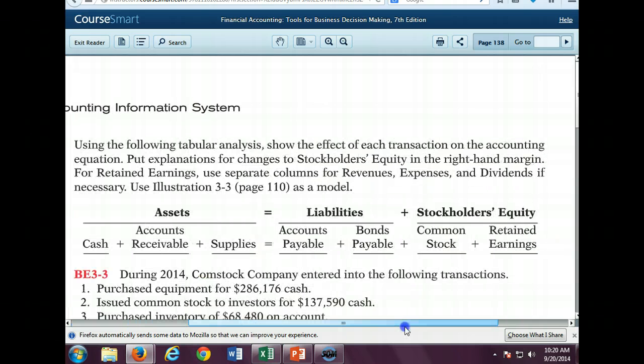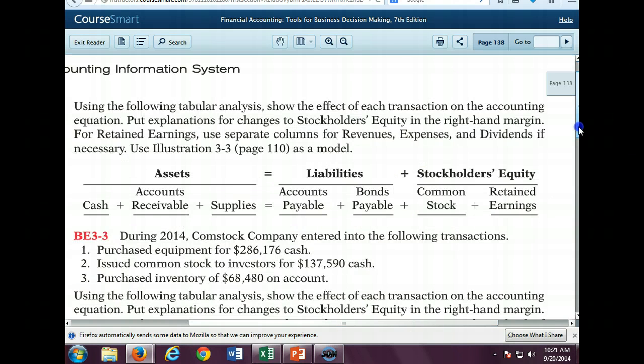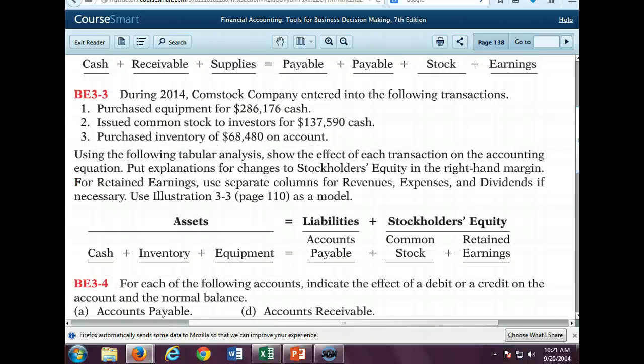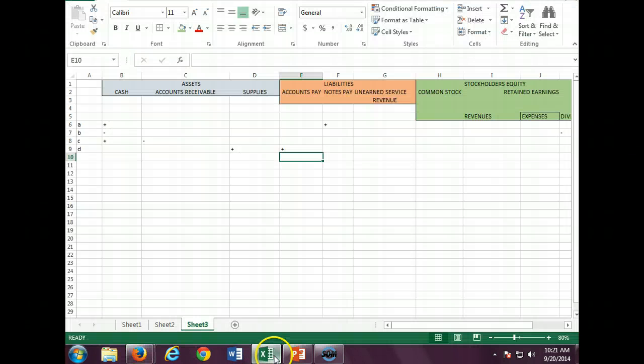Now we're going to use this tabular to handle these particular situations. Cash, accounts receivable. Oh, that's what we already did. Okay. Now we're going to use cash, inventory, equipment. So let me just clean this up. And I'm going to make this one inventory. See what I'm changing? Equipment.